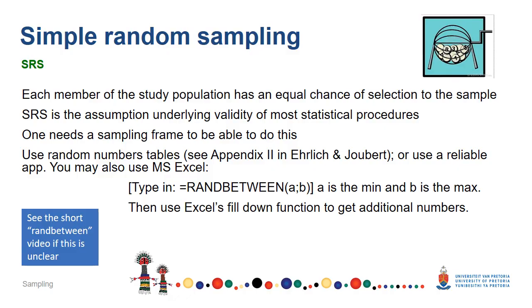One of the drawbacks is that you do need a sampling frame in order to be able to do simple random sampling. In other words, you need a list of all the members of the population, and you need to be able to give each one a number so that you can select a random sample. And this is often not possible, and it may not be practical. You can use random number tables once you've enumerated your population, or you can use a reliable app. You might also want to use MS Excel, and I've also provided a short video separately which shows you how to use MS Excel in order to obtain a simple random sample.